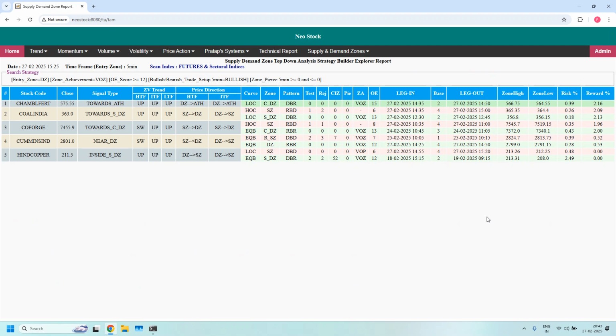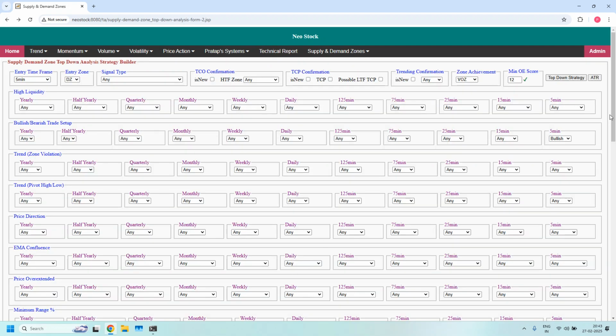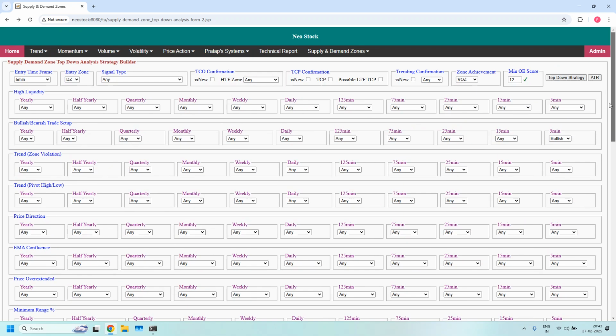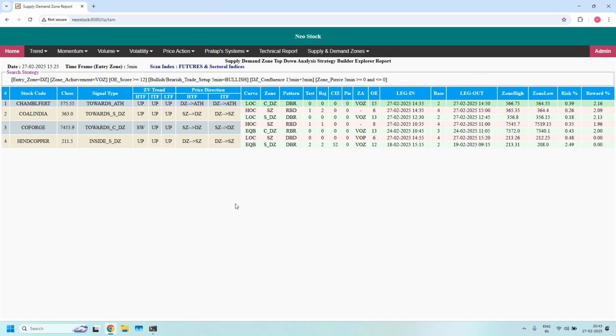These 5 stocks are supporting bullish trade setup for hourly income trade, and entry time frame zones are 5 minutes demand zones. And we have 5 minutes demand zones. Some are high liquidity zones. Out of these 5, how many are having ITF demand zone confluence? Let us verify. That is 5 minutes demand zone with 15 minutes demand zone confluence. I am enabling the filter. With this filter, out of 5, we got 4 stocks.